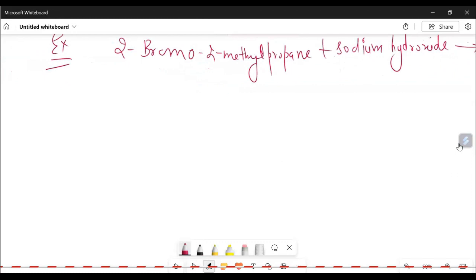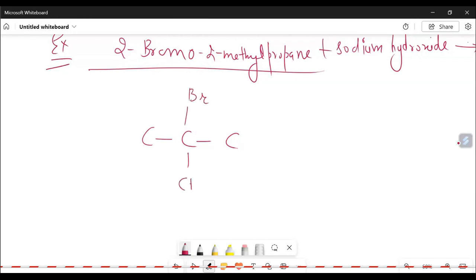First we will write down 2-bromo-2-methylpropane. This is propane with three carbons. On carbon 2 there is a Br and on carbon 2 there is a methyl. This carbon has its tetravalency completed, so we will now fill up the hydrogens: this is hydrogen, this is hydrogen, this is hydrogen, and this is also hydrogen.